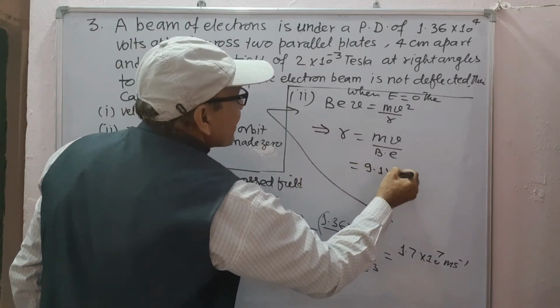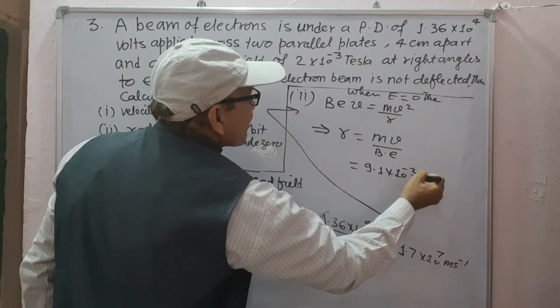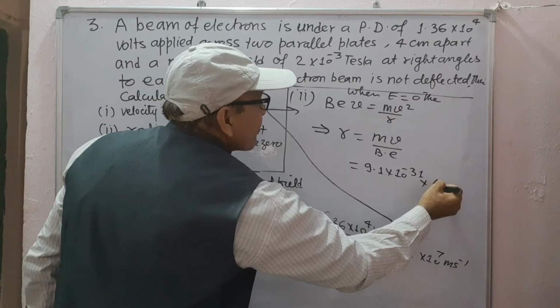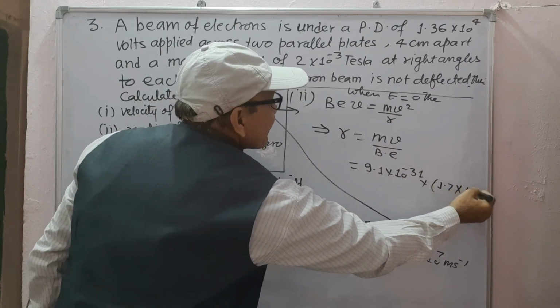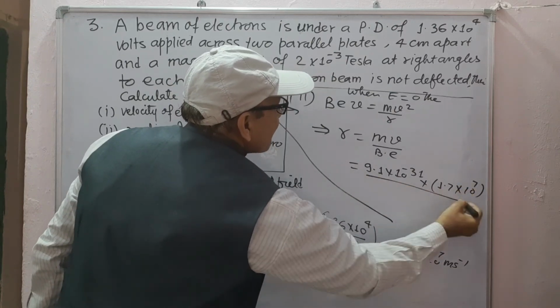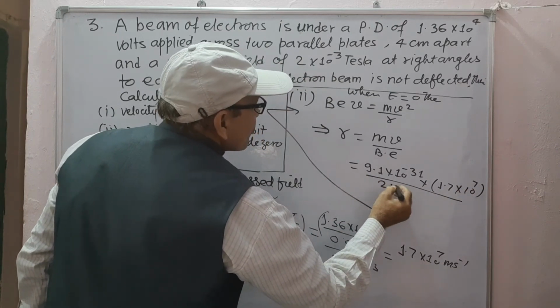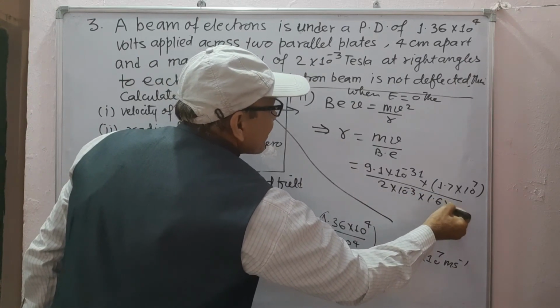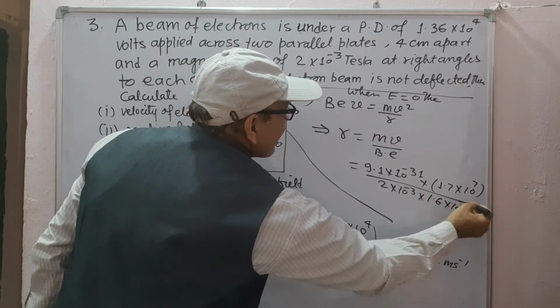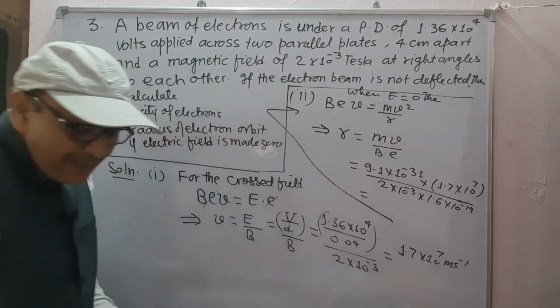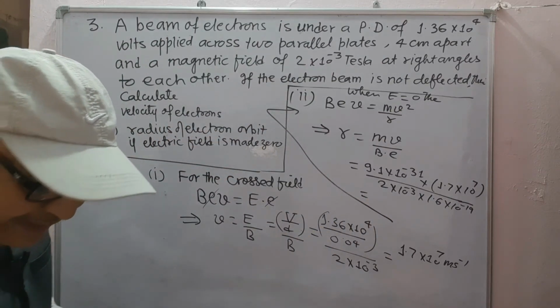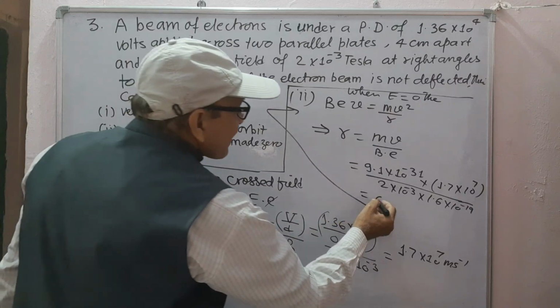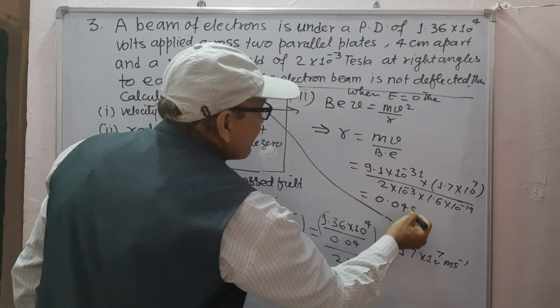9.1 into 10 to minus 31, v is 1.7 into 10 to power 7, upon B is 2 into 10 to minus 3, and e is 1.6 into 10 to minus 19. On simplification, we get the radius as 0.048 meter.